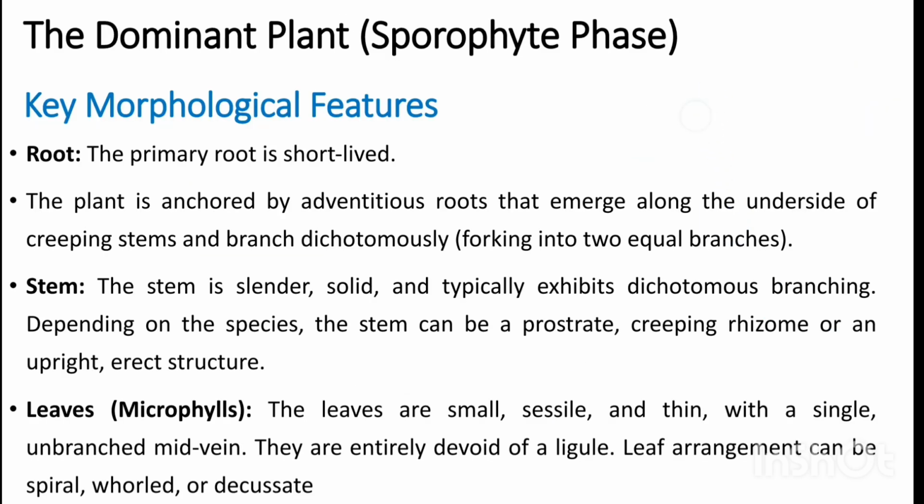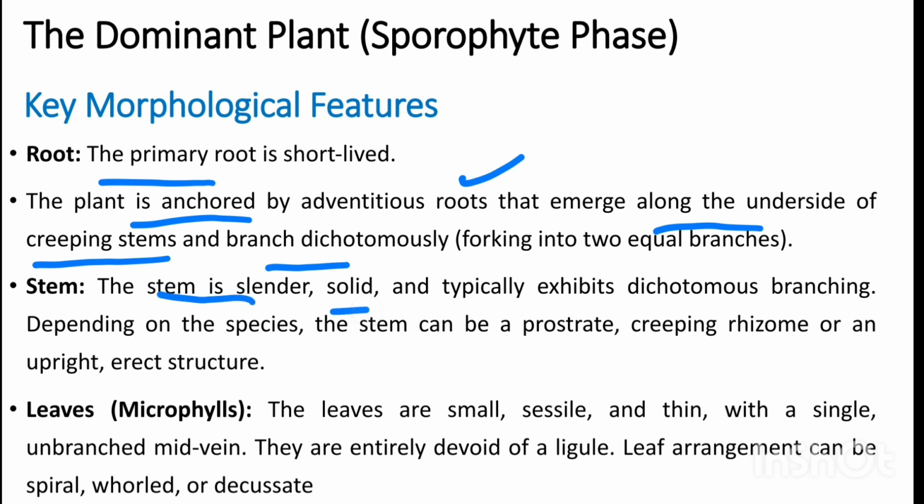Now let's discuss the dominant or sporophytic phase. What are the key morphological features of this dominant phase? The primary root is very short-lived. The plant is anchored by adventitious roots, which are additional roots that emerge along the underside of the creeping stem and branch dichotomously. Next, the stem. The stem is slender, that means very weak, and solid. It is not hollow, it is solid, and typically exhibits dichotomous branching.